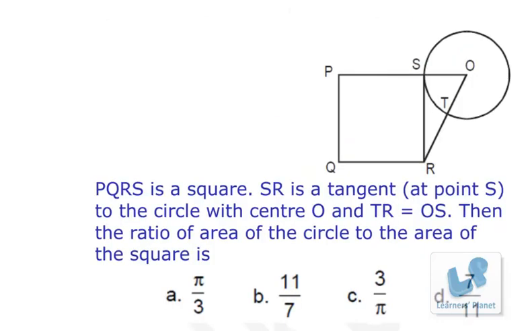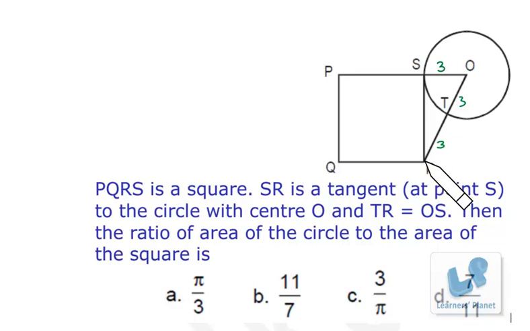PQRS is a square, SR is a tangent at point S to the circle with center O, and TR is equal to OS. Then what is the ratio of the area of the circle to the area of the square? Once again a very simple question. No need to go for much calculation. Since no data has been given, we can assume the data. That will make the problem simple to solve. So see, I assume the radius of this circle to be 3, suppose. So if this is 3, OT has to be 3. Now TR is equal to OS, that's already been given. That means this has to be 3.